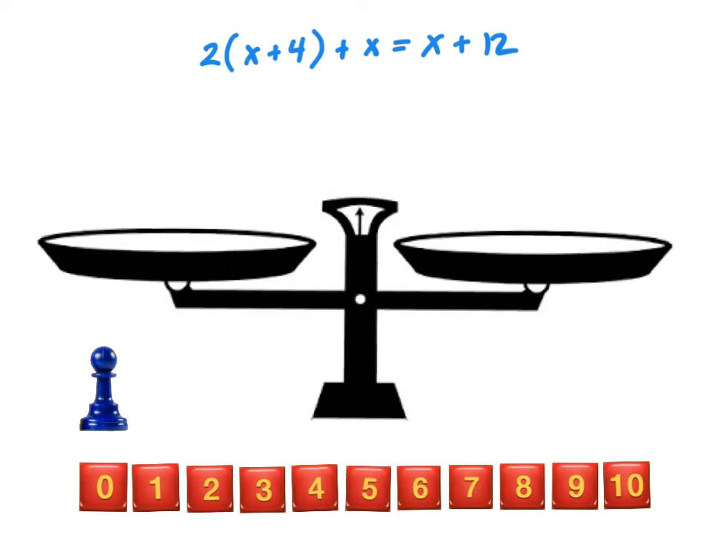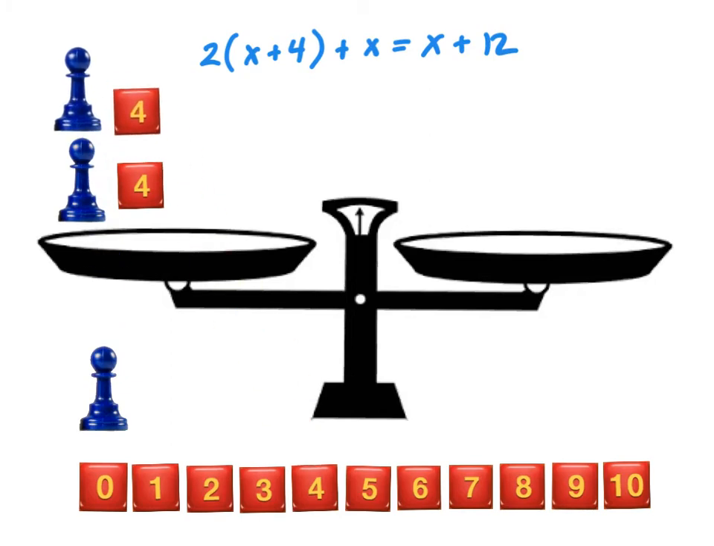I'm going to start with the parentheses. On the left-hand side, we have x plus 4 in parentheses. And then outside of that parentheses, we have a 2 multiplied by that quantity. So that means we're going to do x plus 4 twice. So here's another x plus 4. Then we also have this other x, so we need one more x. And then on the right-hand side, we have an x plus 12.